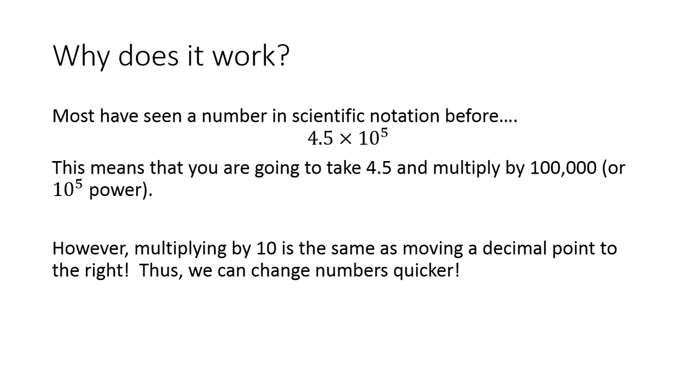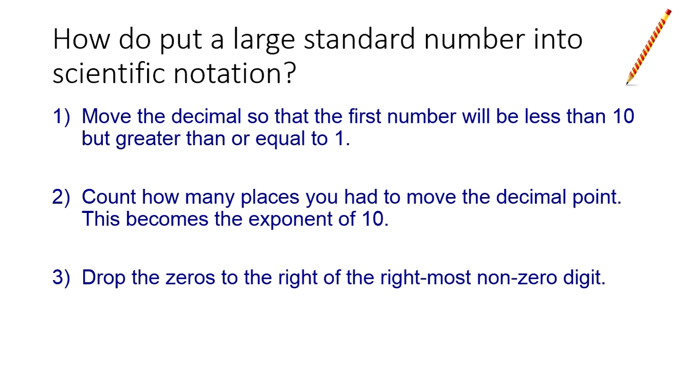However, multiplying by 10 is the same as moving a decimal point to the right. So that means we can change these numbers quicker. We do not have to do 10 to the 5th and then multiply by 4.5. All you need to do is just move decimal points with these particular problems. So let's look at how to put a large standard number, like 450,000, into scientific notation.